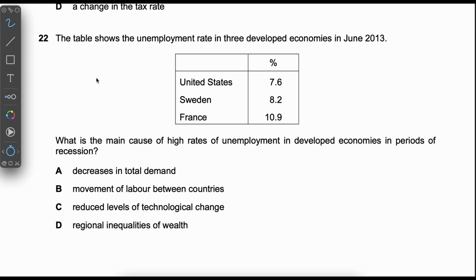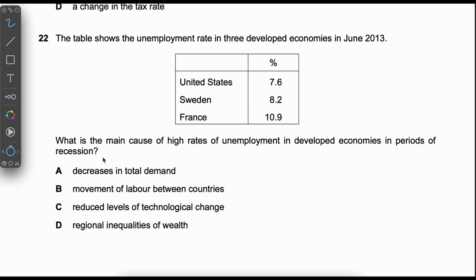Okay, 22. The table shows the unemployment rate in 3 developed economies in June 2013. Table. What is the main cause of high rates of unemployment in developed economies in periods of recession? Okay, I think they just gave us that table to throw us off.